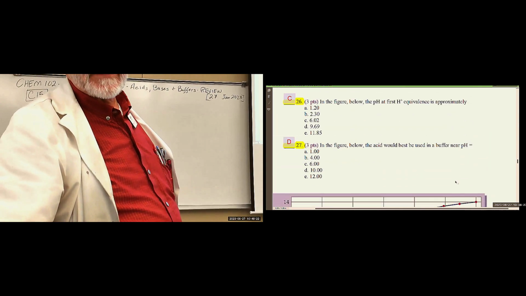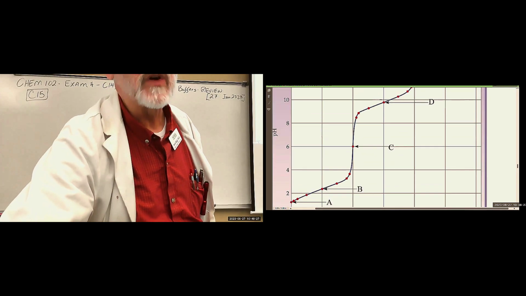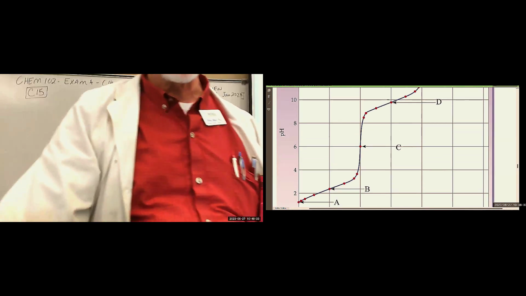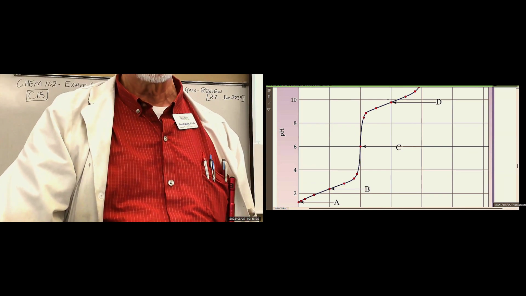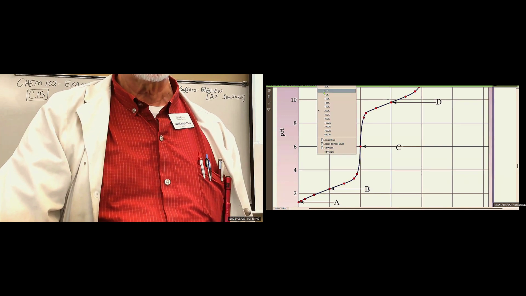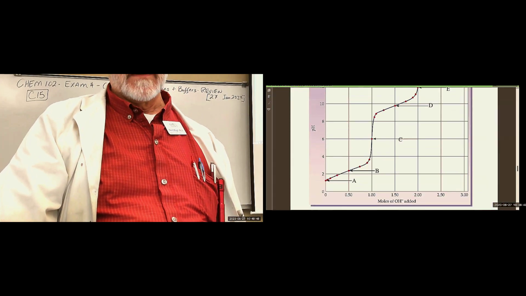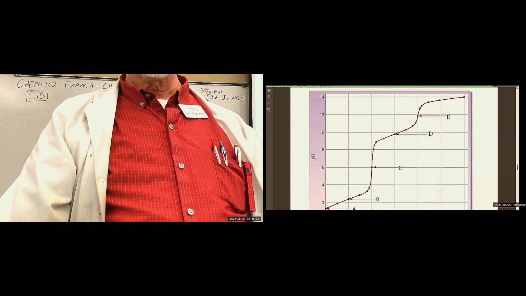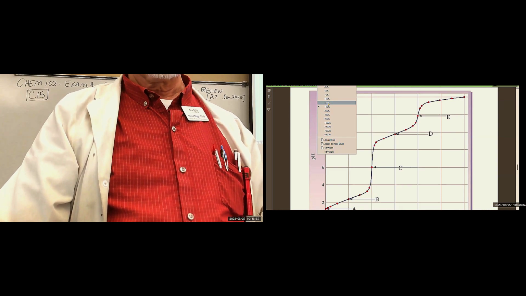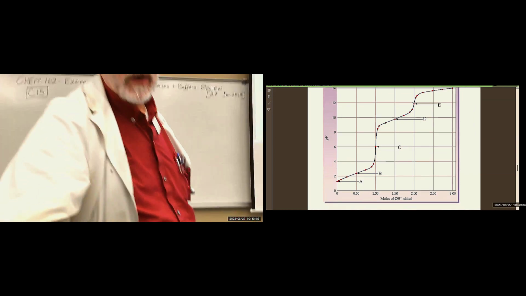26 and 27 are referencing this titration curve down here. So let me see if I can move it over just a little bit. Let's shrink it because I want to see the whole thing. Come on. It's not responding. There it is. About 150. Not quite. Let's go to 125. There we go. All right, so there's the titration curve.